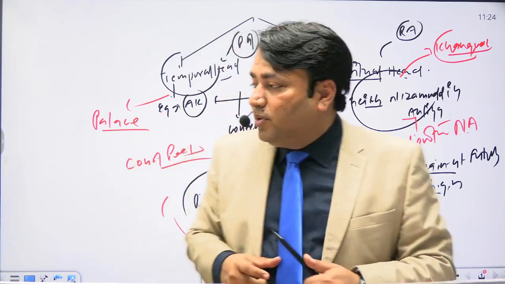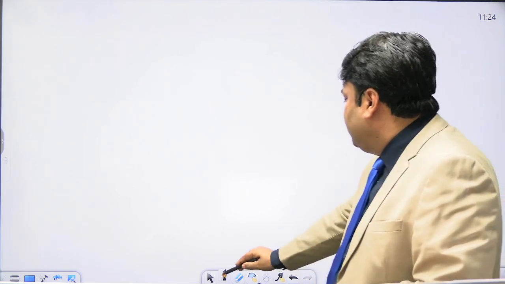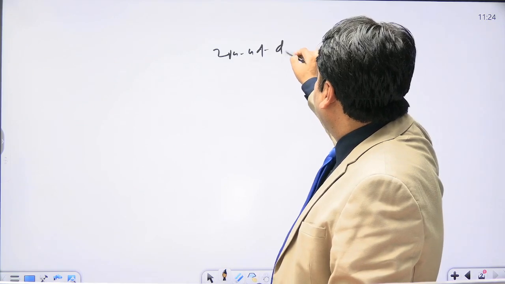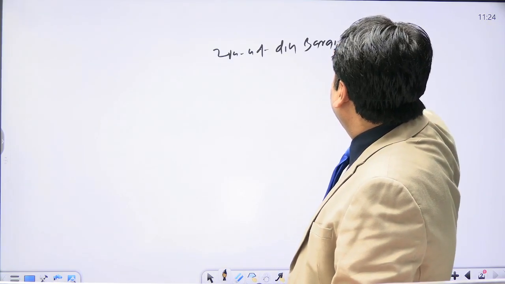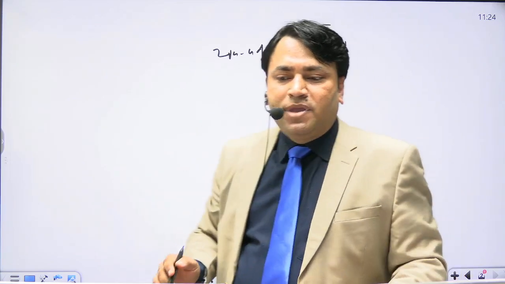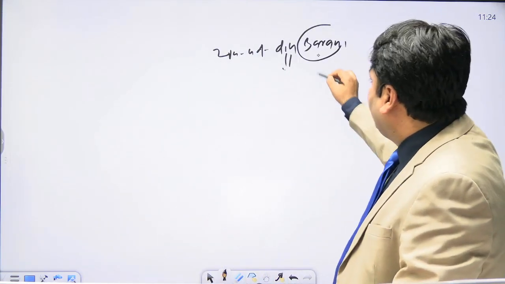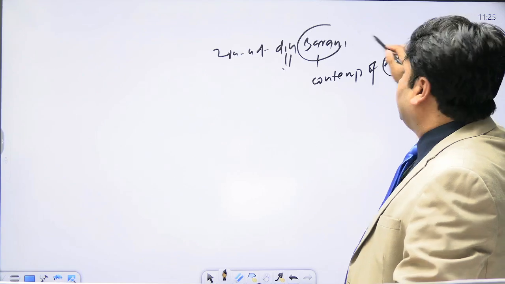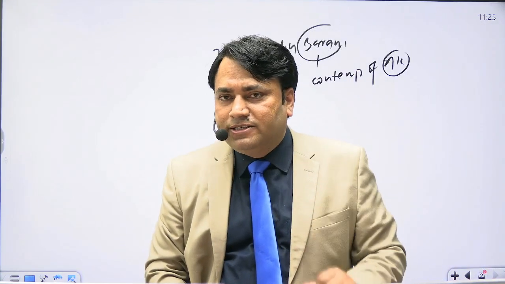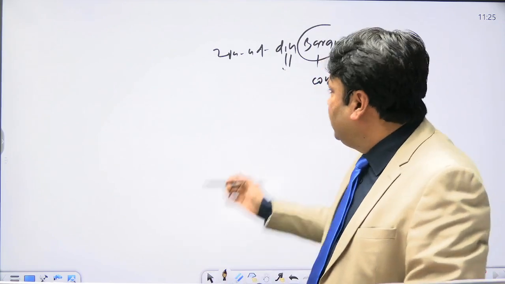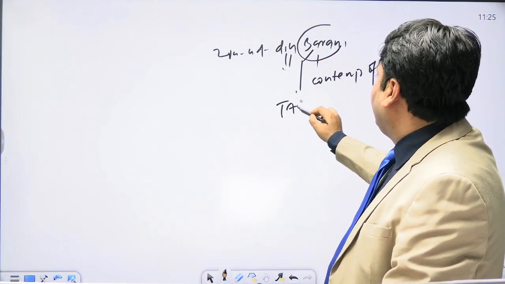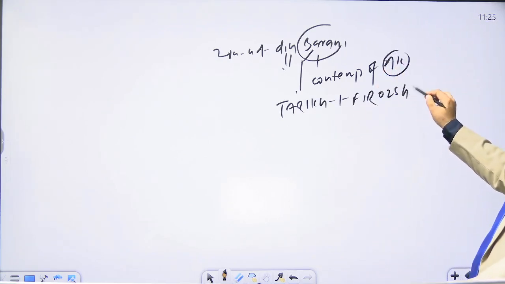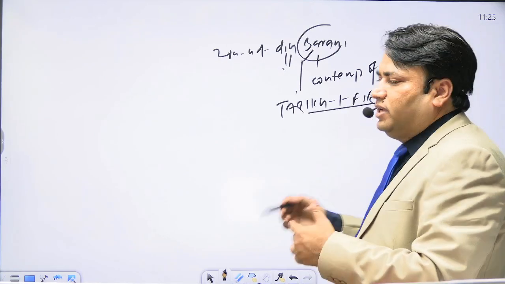The next popular name during the Alauddin Khilji period was Ziauddin Barni. You all know this name, Ziauddin Barni, popularly known as Barni, right? He was also a contemporary of Sultan Alauddin Khilji. And he wrote a book, and the name of that book was Tarikh-e Firoz Shahi, written by Ziauddin Barni.